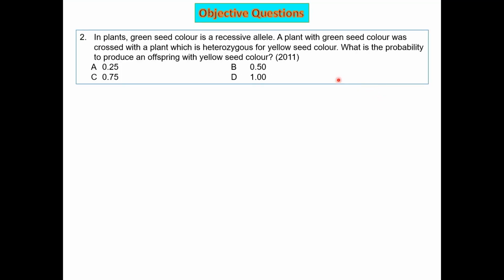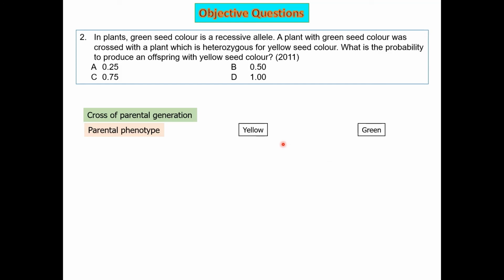Question number 2. In plants, green seed color is recessive allele. A plant with green seed color was crossed with a plant which is heterozygous for yellow seed color. What is the probability to produce an offspring with yellow seed color? So we draw the genetic diagrams. Here, this is the phenotype. The genotype is heterozygous because the question says the plant is heterozygous for yellow. So this is heterozygous for yellow.